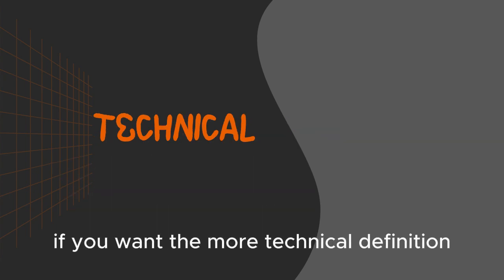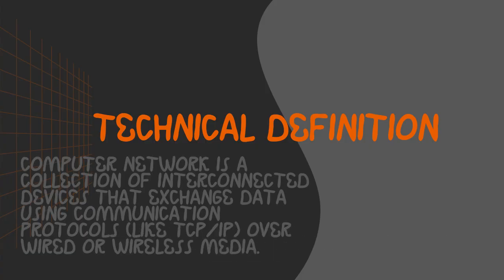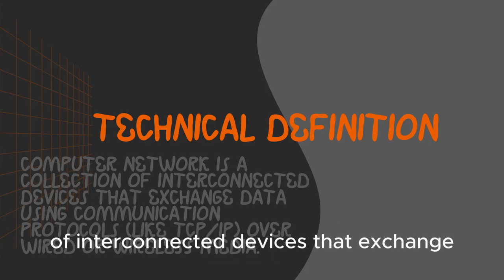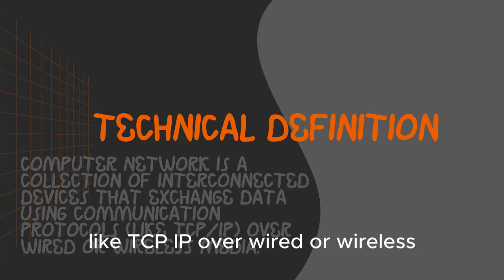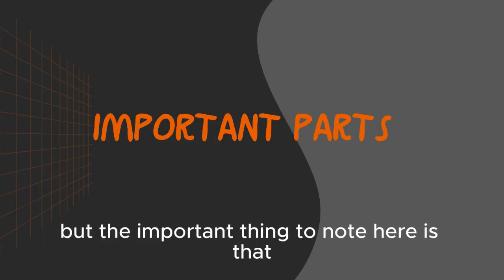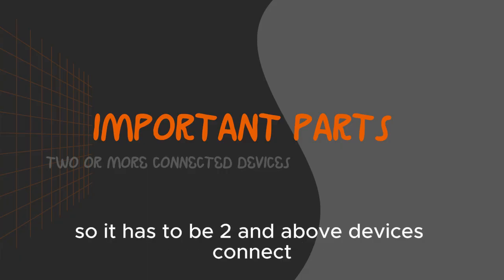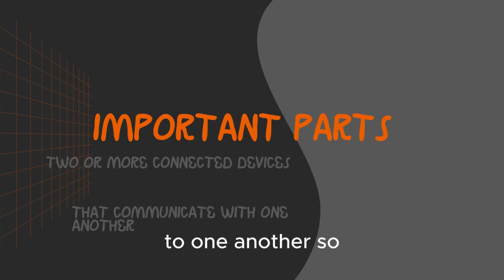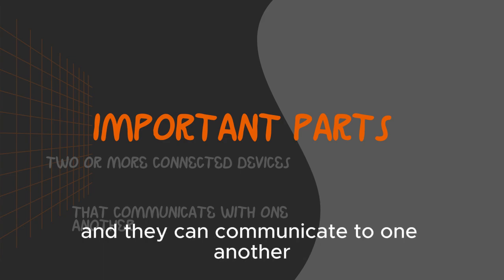If you want a more technical definition, you can say a computer network is a collection of interconnected devices that exchange data using communication protocols like TCP/IP over wired or wireless connections. But the important thing to note here is that it has to be two or more devices connected to one another, and they can communicate with one another.